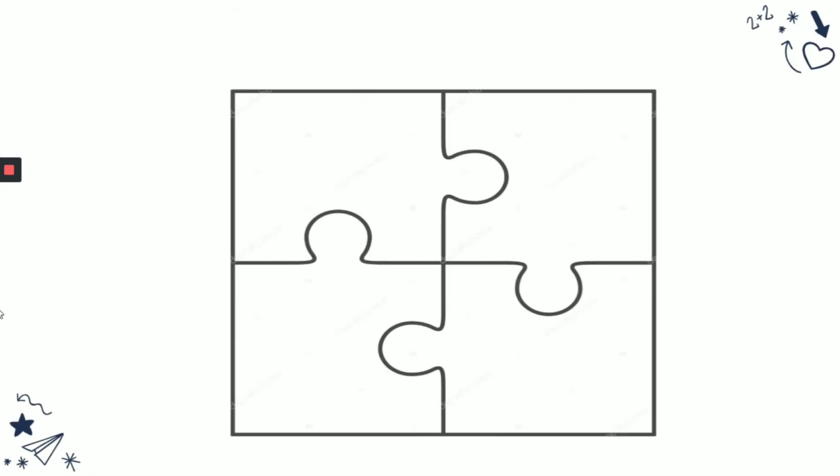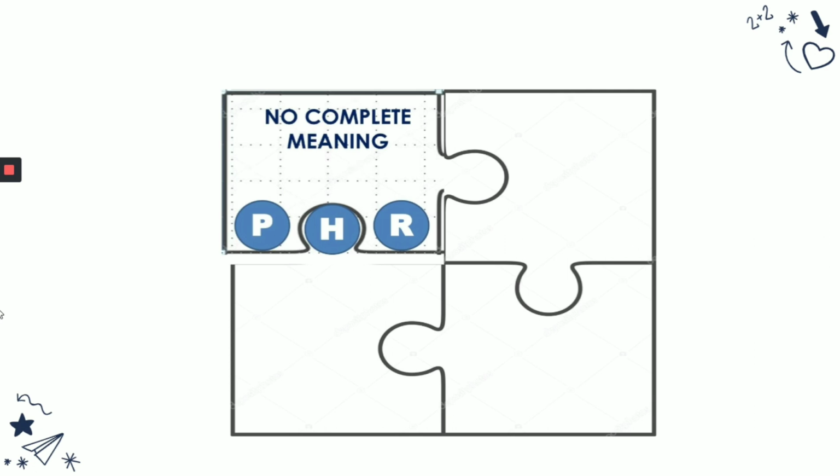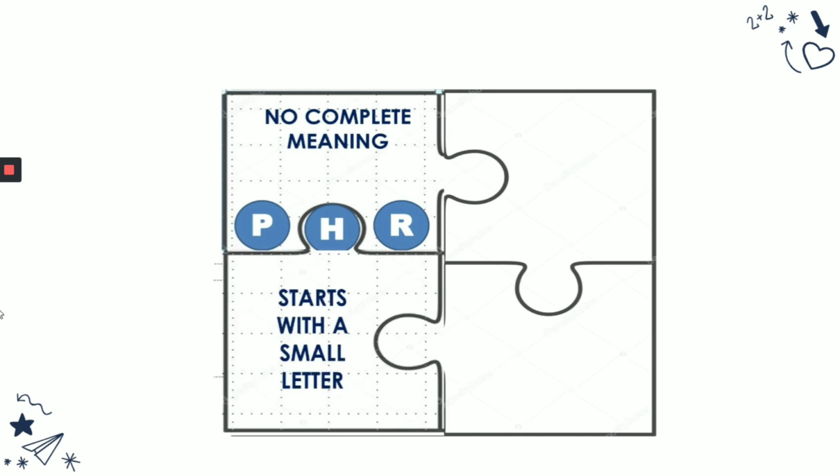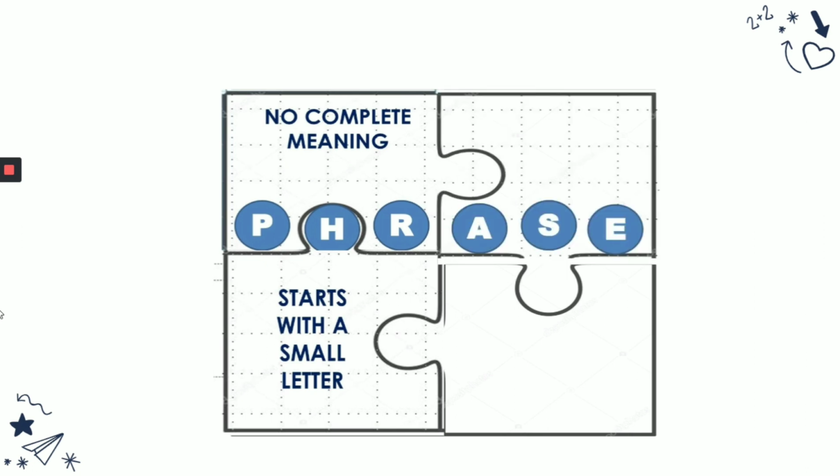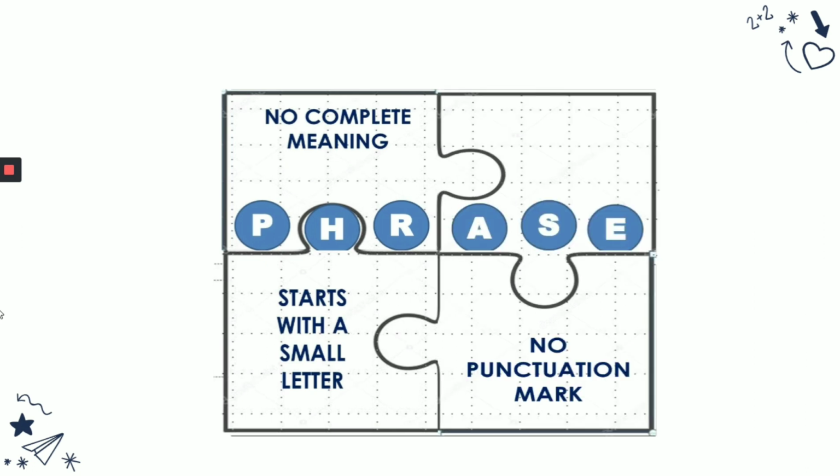Now, let's try to solve the phrase puzzle. Recall the three things that you need to remember in a phrase. First, no complete meaning. A phrase has no complete meaning or message. Good job! Next, it starts with a small letter. And the last one, a phrase has no punctuation mark. I think you really understood what a phrase is. So let's move on to Group B.